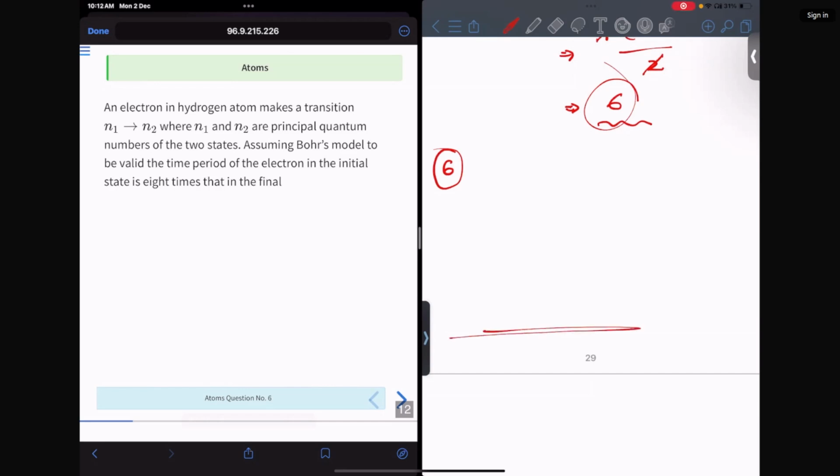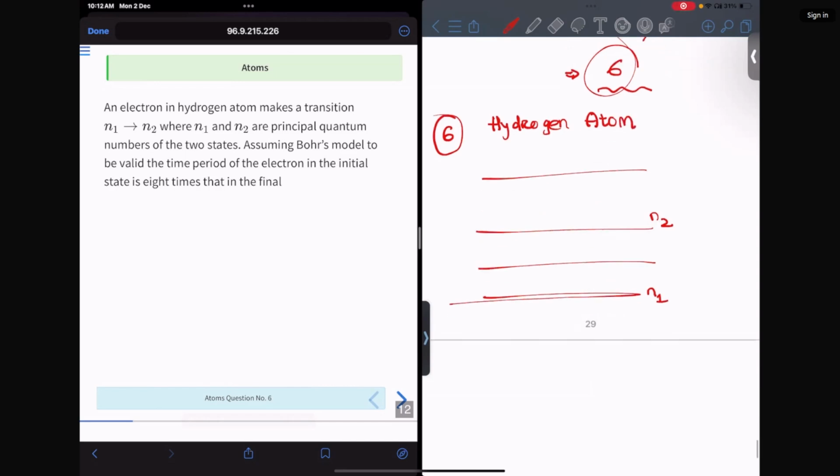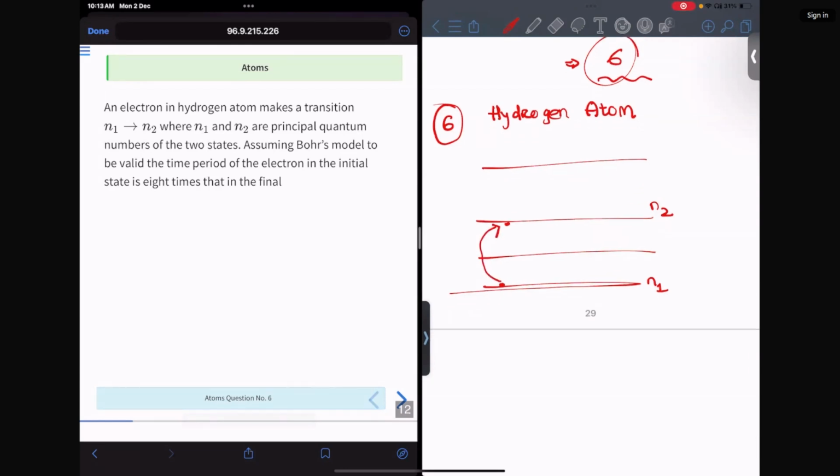So this is our hydrogen atom. If this is the shell number n1, this is the shell number n2. Draw the diagram first. So an electron in a hydrogen atom is making a transition from here to here, n1 to n2, where n1 and n2 are the principal quantum numbers of the two states.